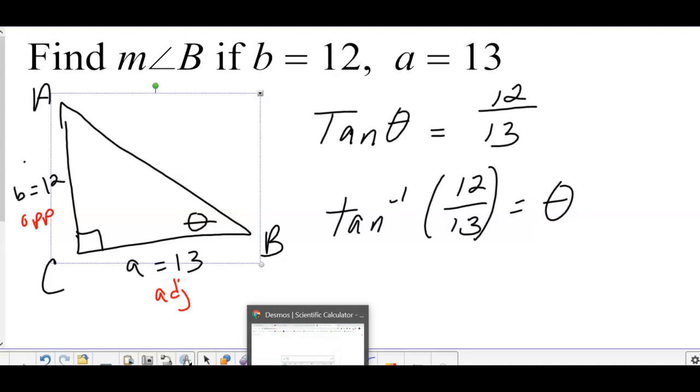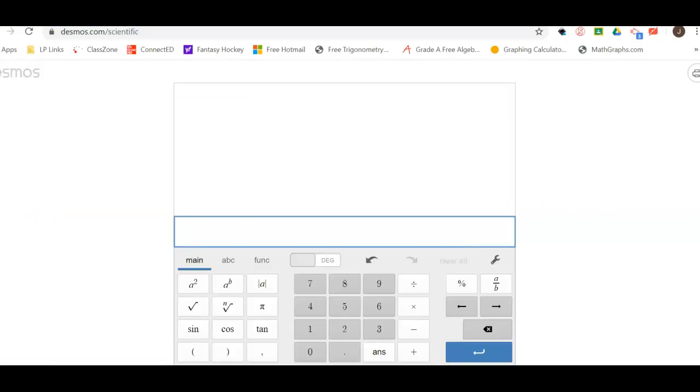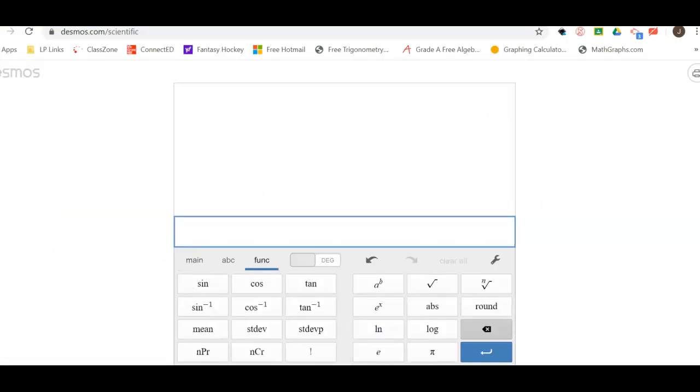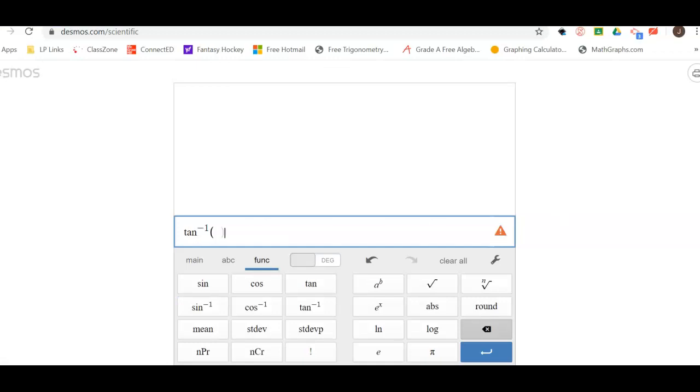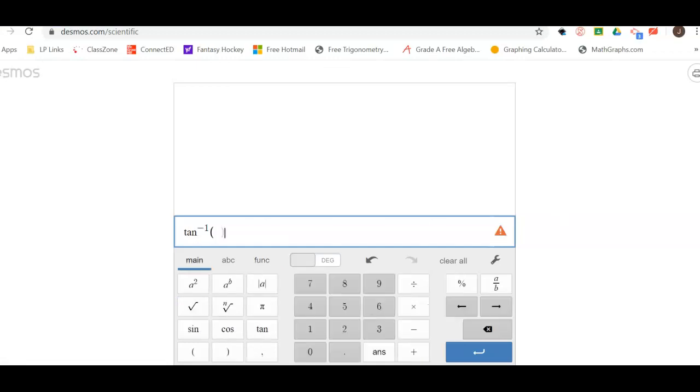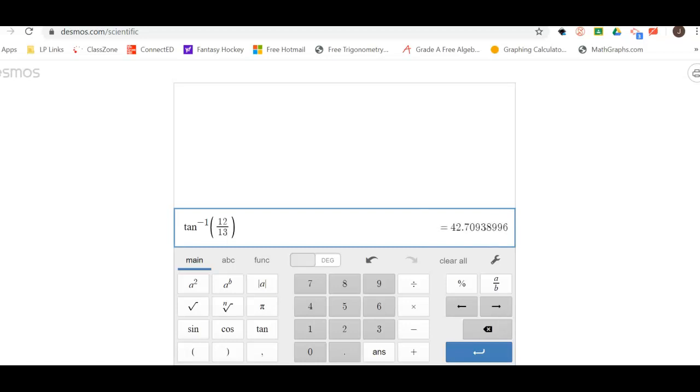Okay, so go back to your calculator, go to function because we need the inverse trig function. So tangent inverse, let me just double check, what was that, 12 over 13. Go to your main calculator, 12 divided by 13. 42.71 degrees.